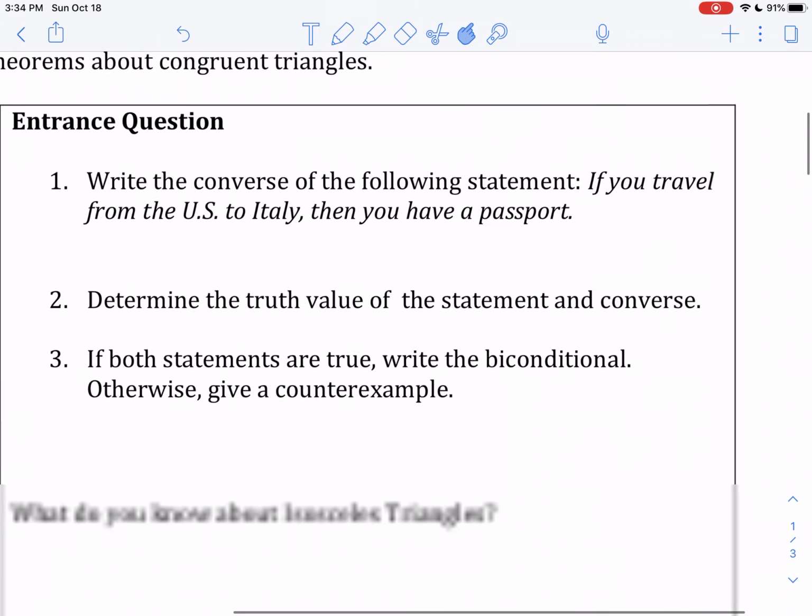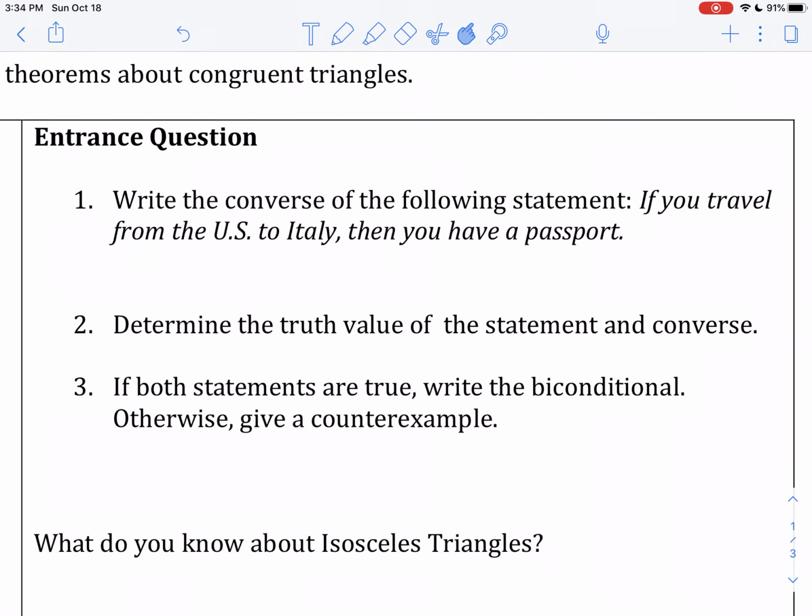Okay, so we're going to start with a little entrance question. Here I'm going to ask that you try to answer these three questions, pause the video, and then we will walk through those problems together.